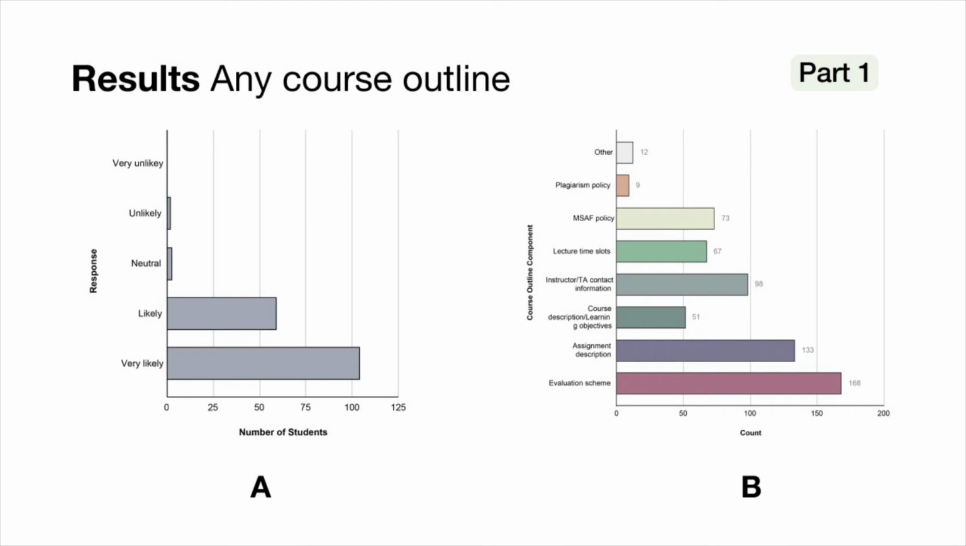For part one, any course outline, we got a lot of results, but graph A and B are the only ones that you need to really know. So graph A represents how likely the participants were to refer back to any course outline. The majority of participants were very likely. And in graph B, they were actually usually checking for the evaluation scheme and the assignment description.